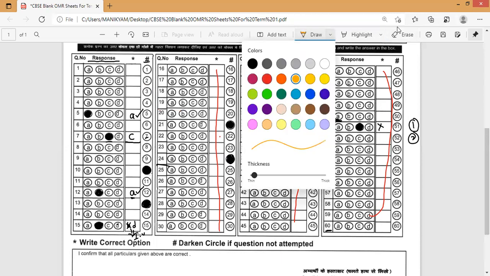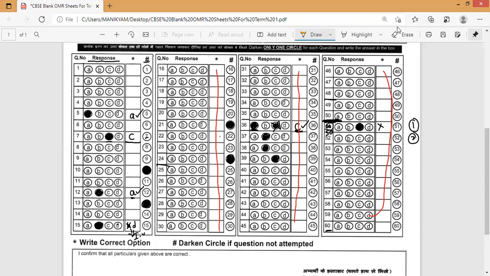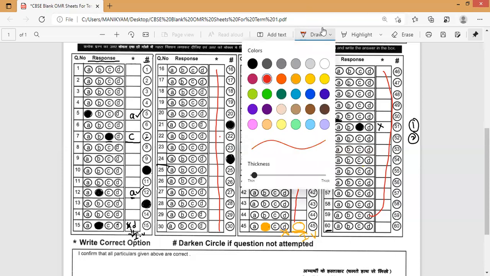The next point is, if the box is empty and the response is marked in the circle. For example, in the 45th question, I feel option B is correct. I have bubbled it, but in a hurry, I forgot to write the answer here. Then it is invalid. Remember, it is not considered a valid answer. Are you understanding? It is an invalid answer. I know option B is 100% correct, I circled it here, but I forgot to write here. Then it is not considered for final evaluation. That is what you have to remember.